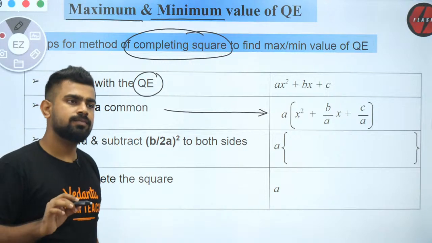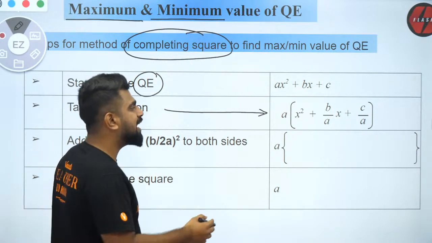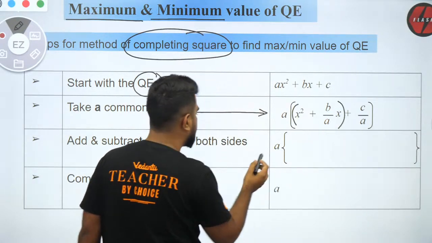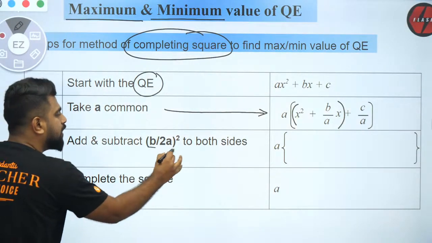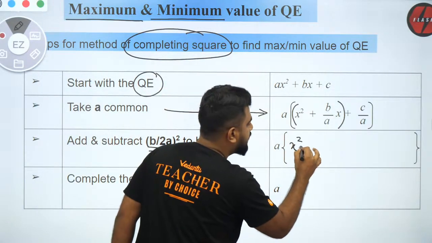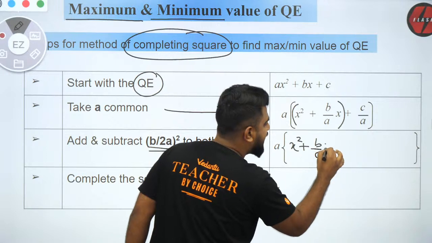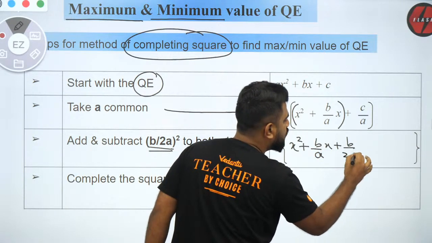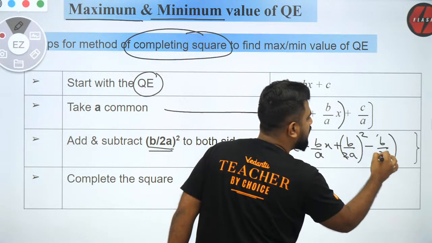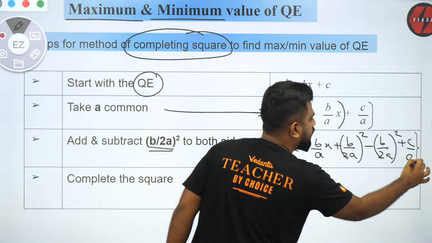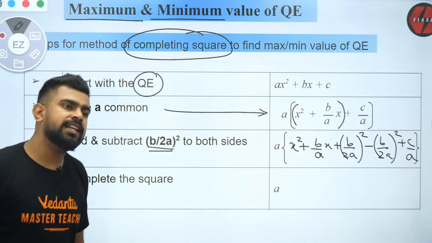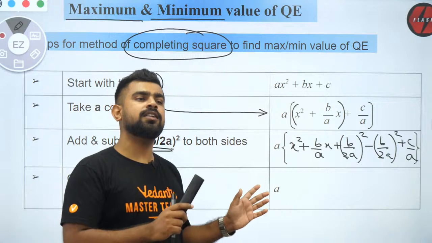Yes? Now what I'll do is, I will complete the square. To complete the square, I will add and subtract b by 2a whole square. So how does it look? x square plus b by a x plus b by 2a whole square minus b by 2a whole square plus c by a. Don't you all agree with me on this step? Everybody clear with this?